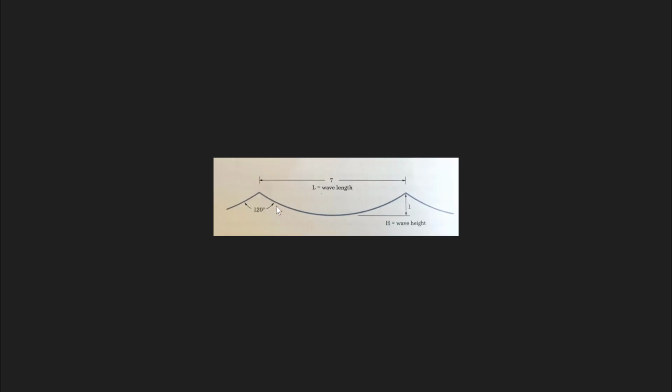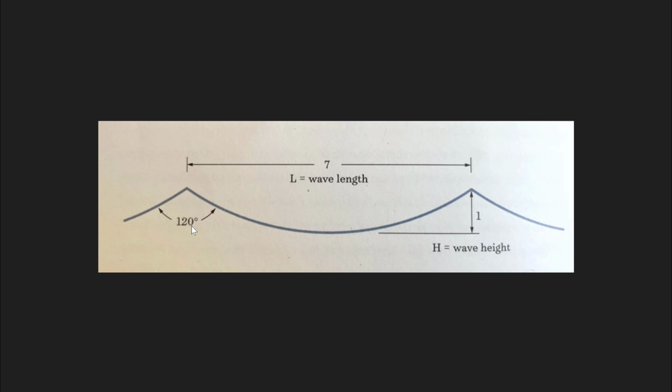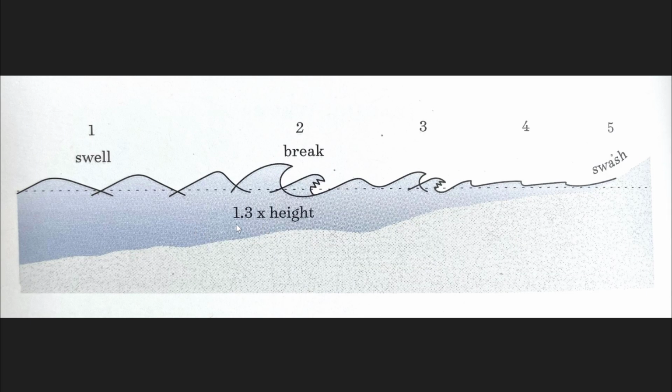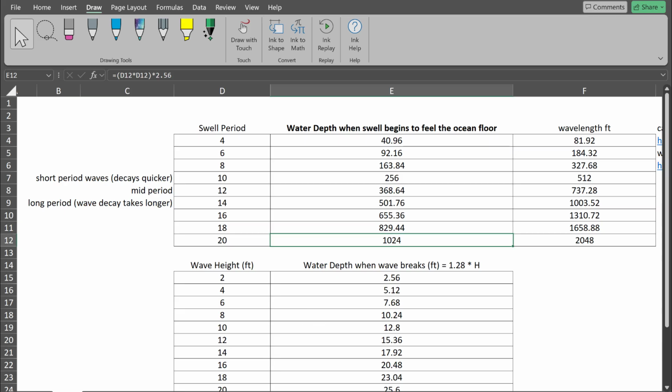Crest angle, it still won't breach that 120 degrees yet. It won't go below that 120 degree requirement until the depth reaches a specific ratio. Now that ratio is when the depth is less than or equal to 1.28 times the height of the wave. So this is actually called the shallow water wave formula. Okay. The shallow water wave formula is here.